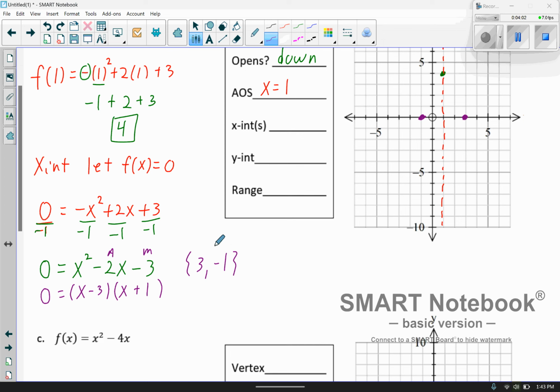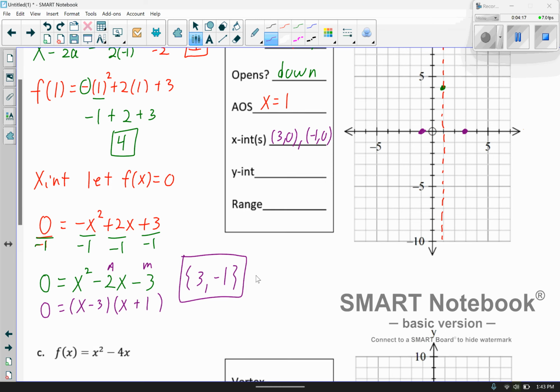Now up here, I have them in set notation right here, but I'm going to write them as ordered pairs because that's how you're going to have to do it on the homework. So ordered pairs, 3, 0, and then -1, 0 right there is my other x-intercept.